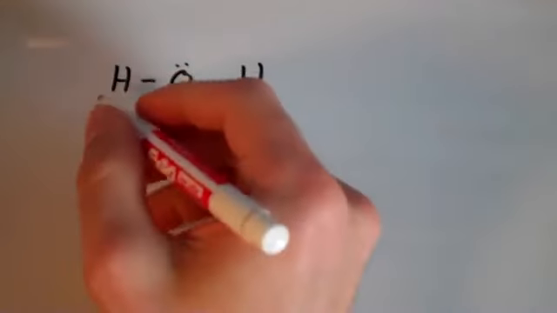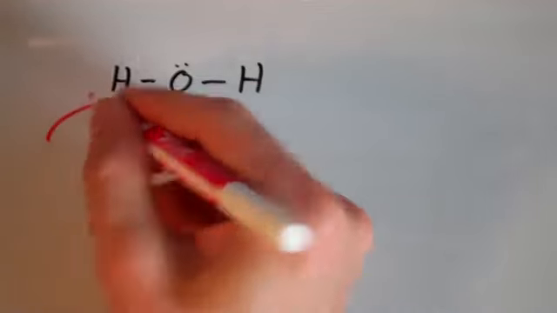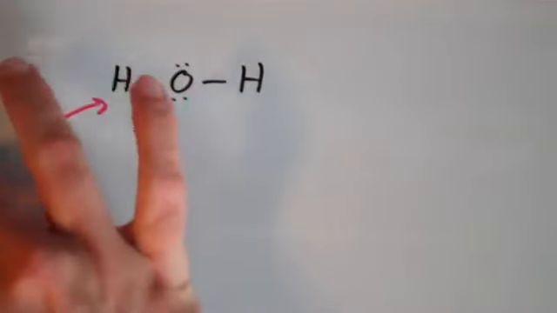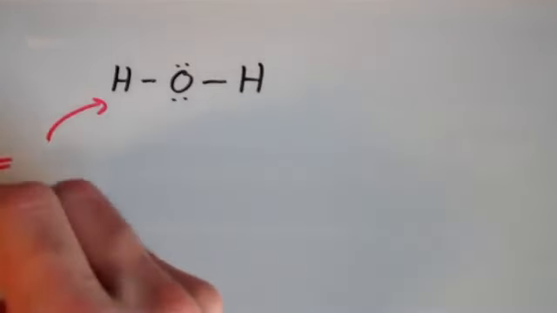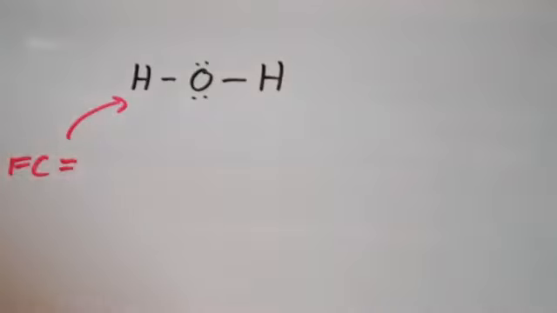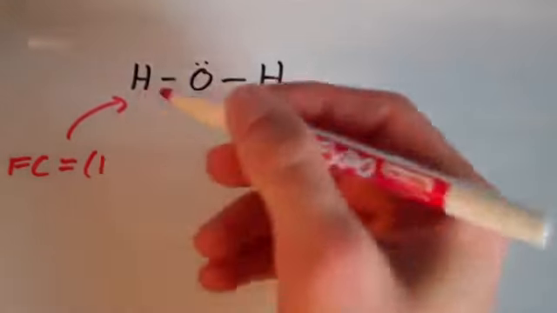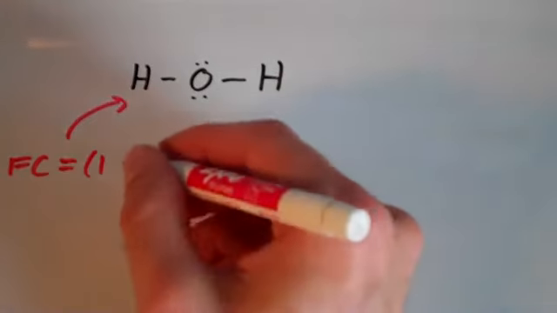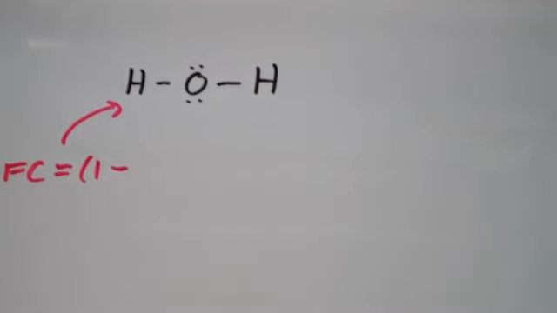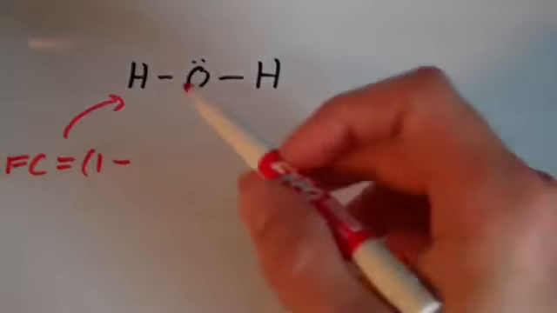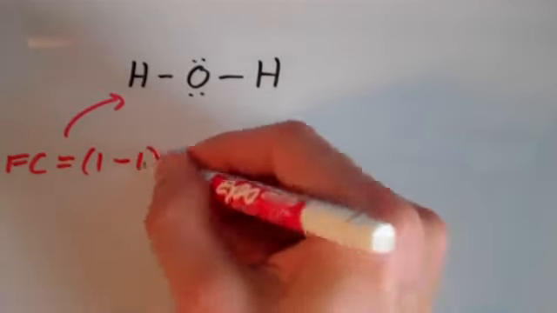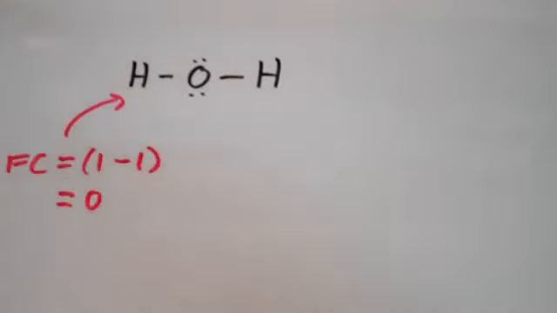So let's start with this hydrogen. The formal charge of this hydrogen is going to be the number of valence electrons, which is 1. Hydrogen's in group 1, so it has 1 valence electron, minus the number of formal electrons that it has, which is 2 per lone pair, 1 per shared pair, right? There's only one shared pair, and it's 1 per shared pair, so you'll get 1 minus 1, which is 0.